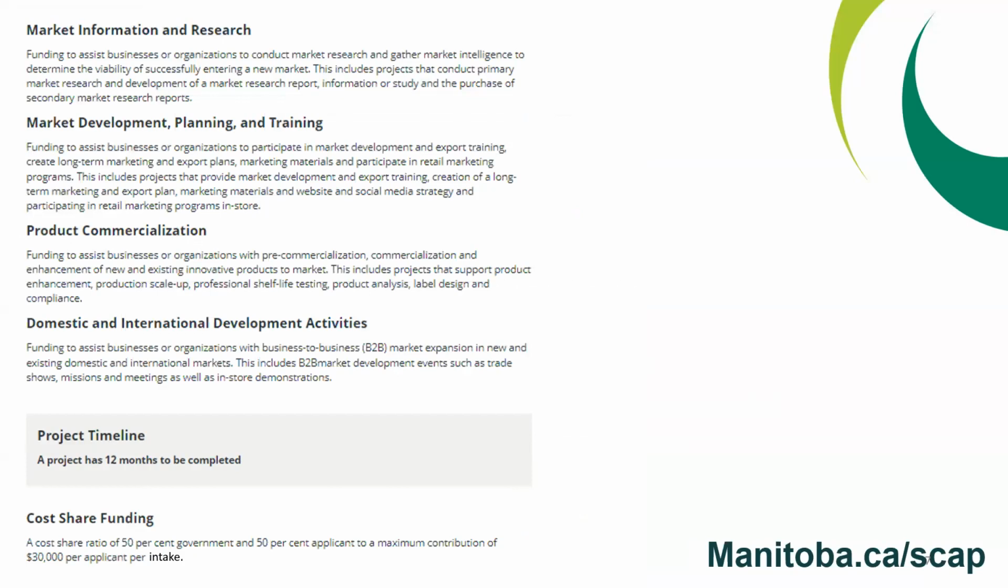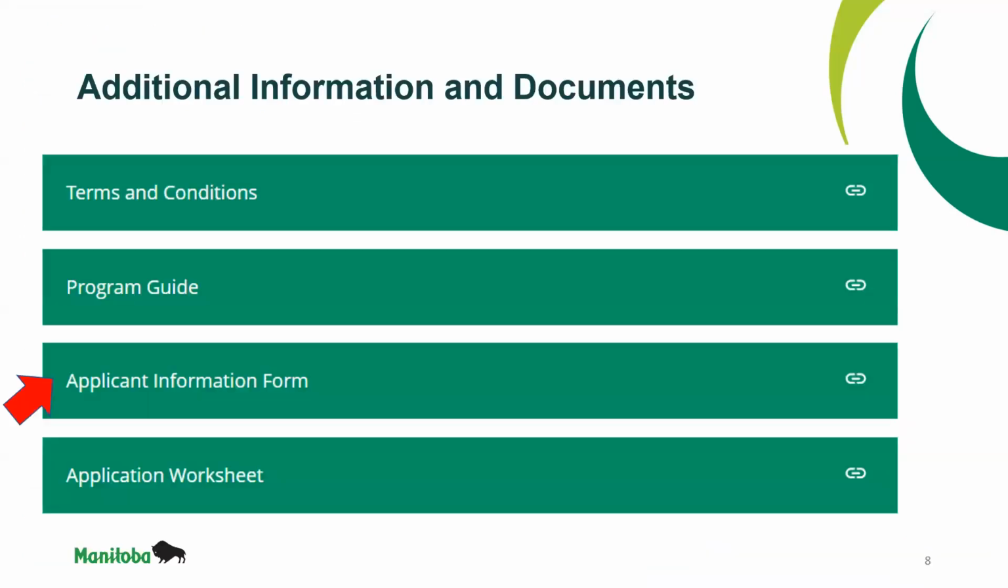You're going to see the 4 streams within the program, some other information about the cost share, and then there's going to be a bunch of green bars. The intake isn't open yet, so once it is open, you're going to see an applicant information form bar and an application worksheet bar. If you have applied previously to the Market Development Program, you don't need to fill out another applicant information form. If you have not applied previously, you'll need to do the applicant information form, just a real quick form. Then you can move on to the application worksheet.